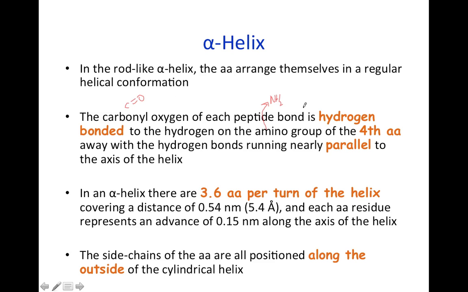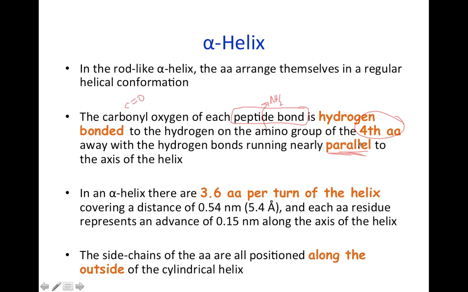Alright, and a key thing here to remember is that alpha helices are stabilized by only one type of bond, and that's hydrogen bonds. So the only type of bonding involved in alpha helices is hydrogen bonds. And these hydrogen bonds are taking place between peptide bonds. And they're very specific. It's occurring between the carbonyl oxygen of each peptide bond, which is hydrogen bonded to the hydrogen on the amino group of the fourth amino acid away. And these hydrogen bonds, they run parallel.